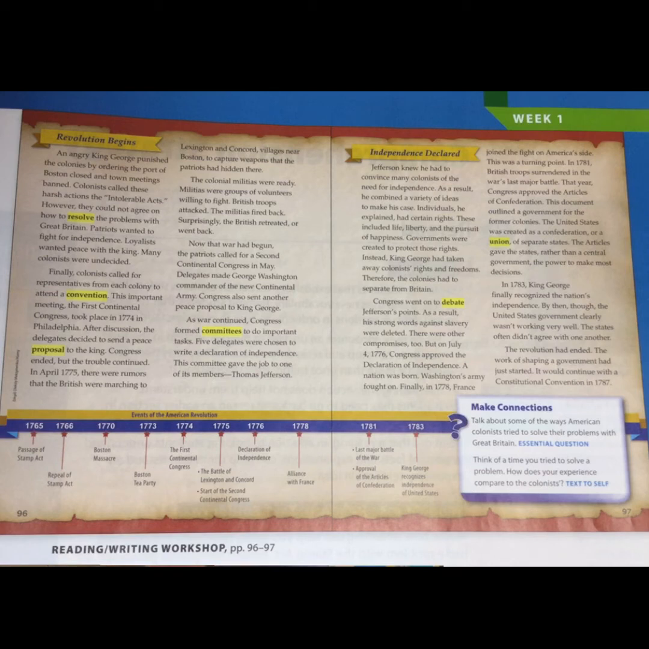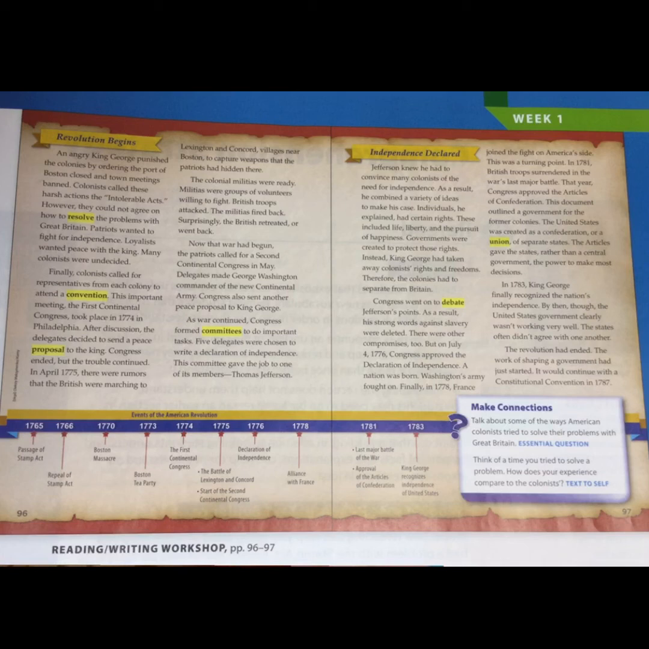Finally, in 1778, France joined the fight on America's side. This was a turning point. In 1781, British troops surrendered in the war's last major battle. That year, Congress approved the Articles of Confederation. This document outlined a government for the former colonies. The United States was created as a confederation, or a union of separate states. The Articles gave the states, rather than a central government, the power to make most decisions. In 1783, King George finally recognized the nation's independence.